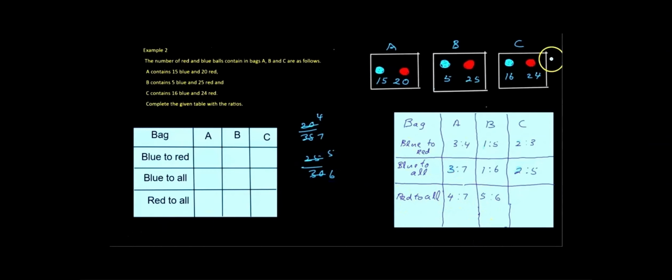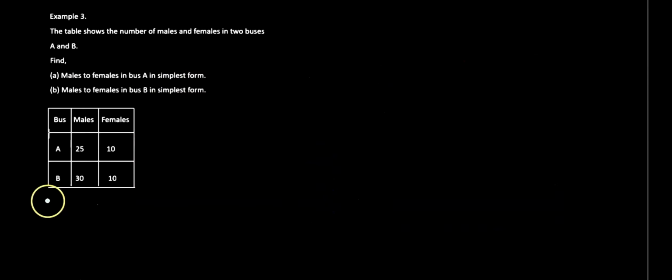Next, bag C. In bag C, this ratio is 24 to 40. In simplest form, this is equal to 3:5. Now we do example 3.